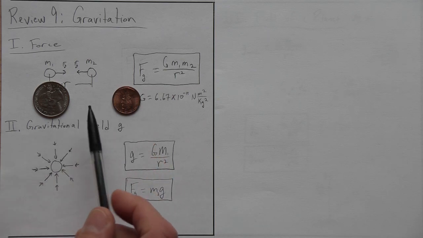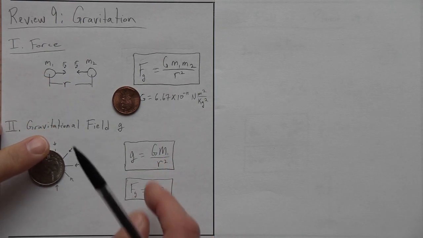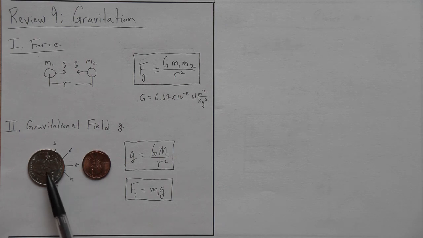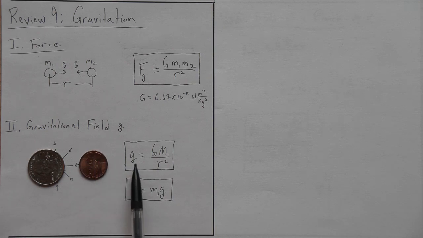So I have this object, maybe it's the quarter, creates a gravitational field toward it, and then when I put the penny here, it doesn't directly get attracted to here, it gets indirectly attracted because the attraction is caused by actually the gravitational field. This penny is attracted because there's a field here caused by the quarter. So it's just another step in our thinking.